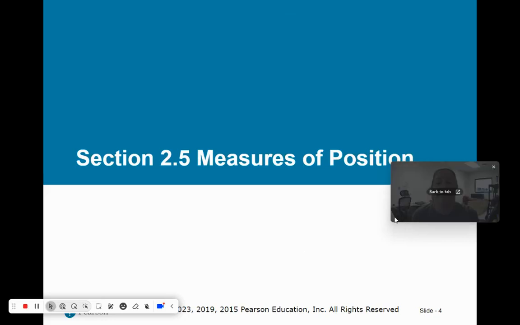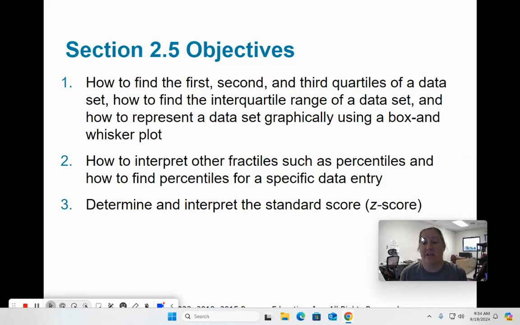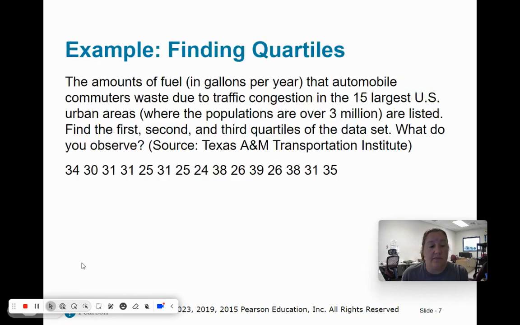Hi, we're going to talk about measures of position, and we're going to hit up box and whisker plots, what other fractiles are, and how to interpret the z-score. So with fractiles, it's dividing the data into equal parts. With quartiles, we're dividing it into equal quarters, and we symbolize it as Q1, Q2, Q3, and keep in mind that Q2 is our median.